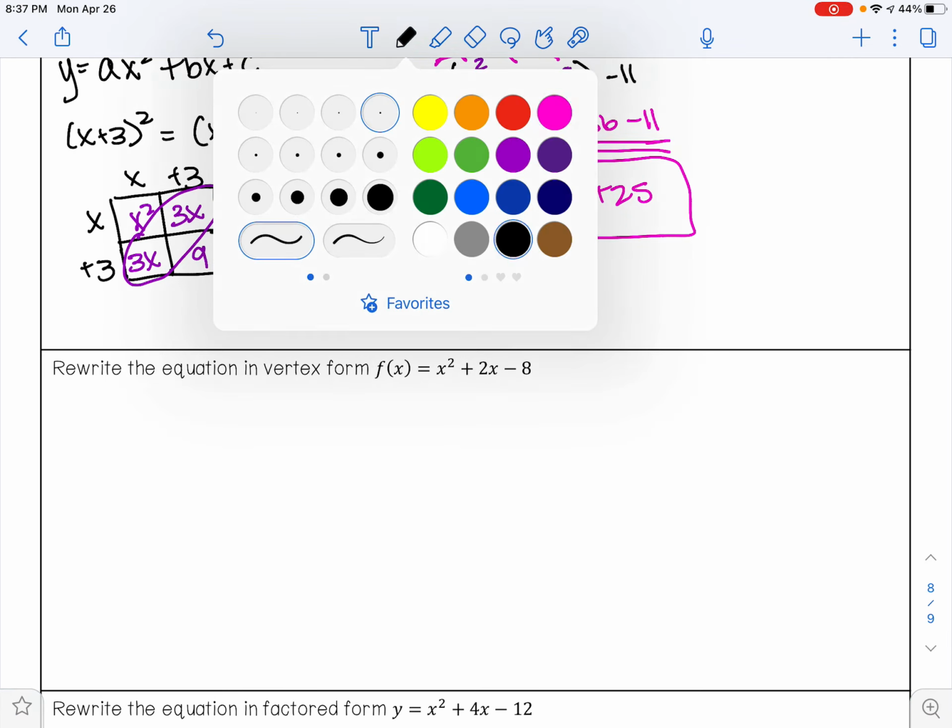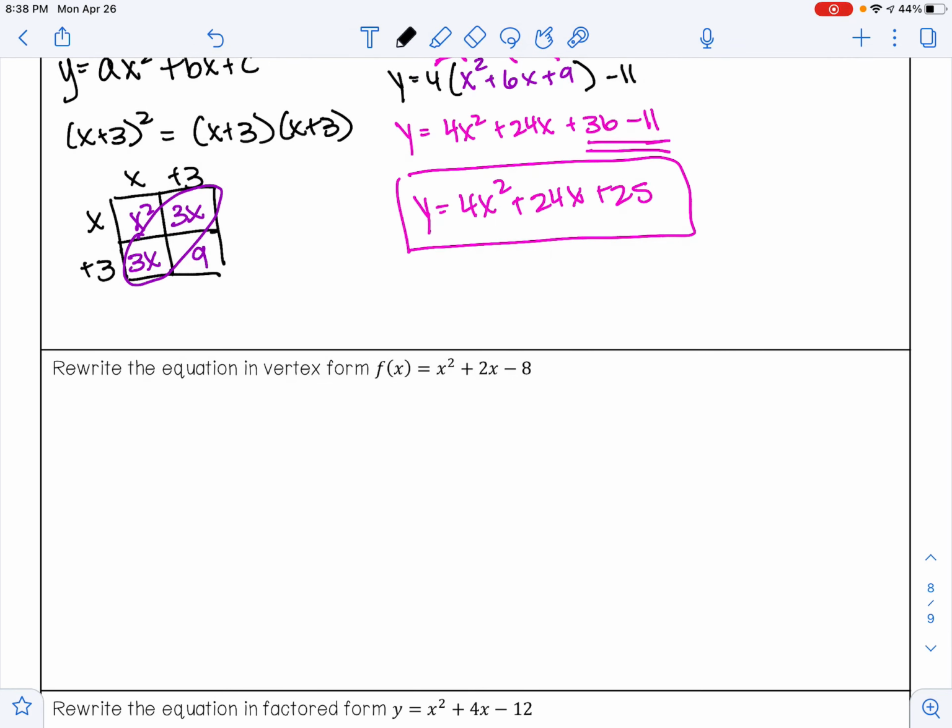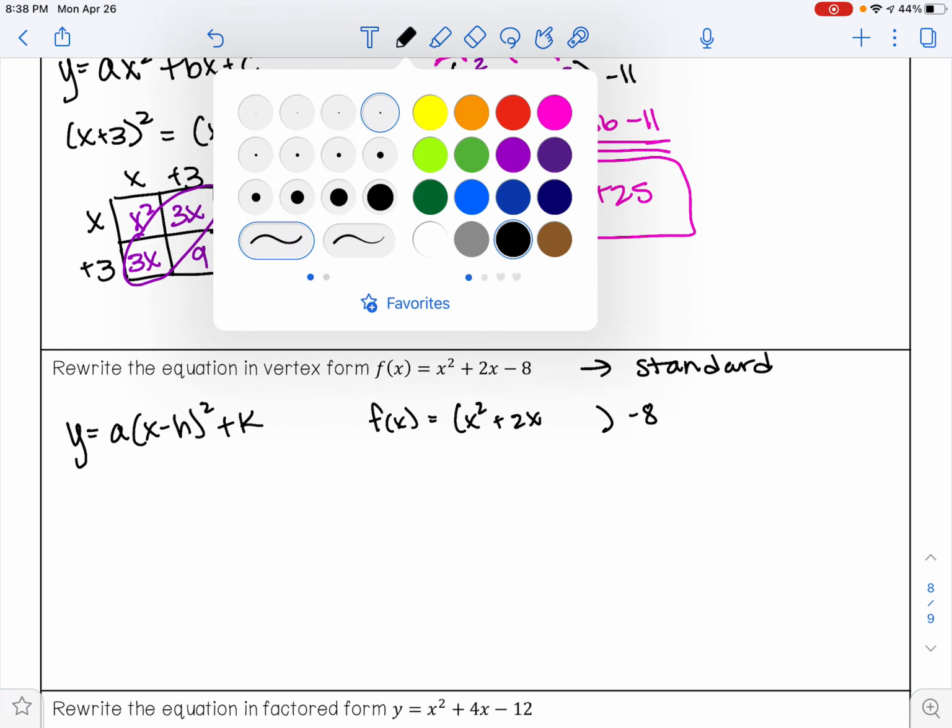The next question asks us to write our equation in vertex form. Remember, vertex form is a times x minus h squared plus k. This current equation is in standard form. To go from standard form to vertex form, we need to complete the square. And so to do this, I'm going to put my x's inside the parentheses, and I'm going to put my constant on the outside of the parentheses.